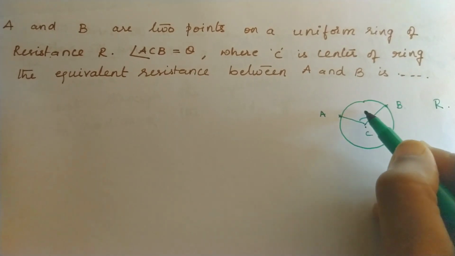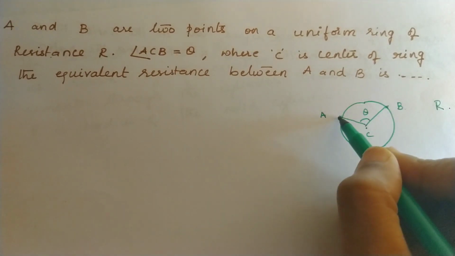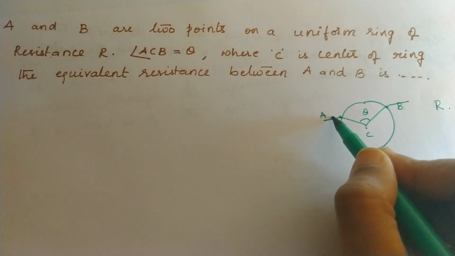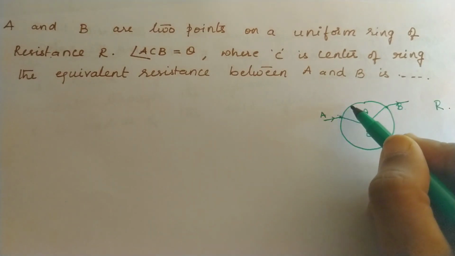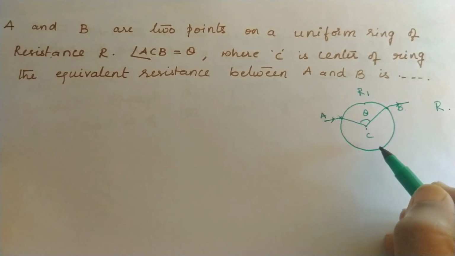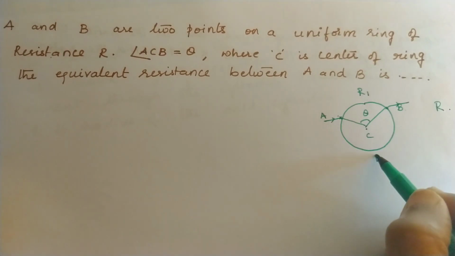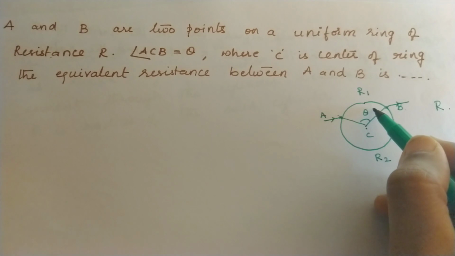If this angle ACB is theta, we need to find the equivalent resistance between these 2 points. We will first find the resistance of the upper part, which I'll call R1, and the resistance of the lower part, let it be R2. First, let us find out what its resistance is.